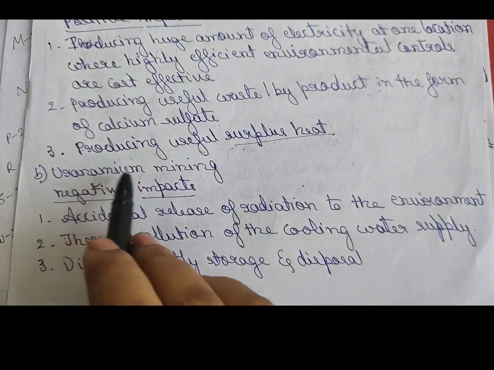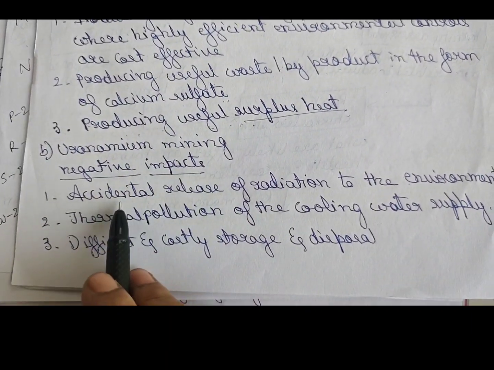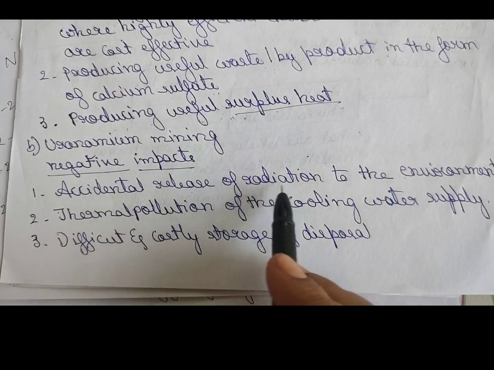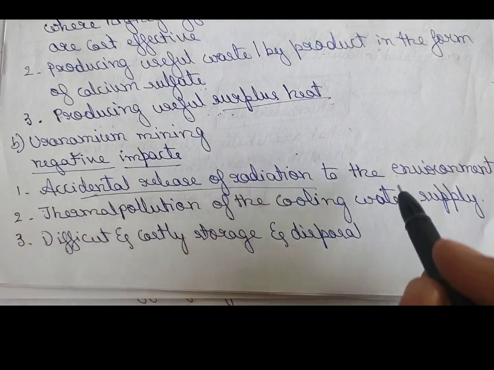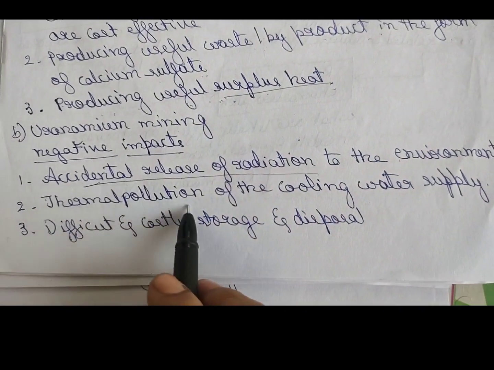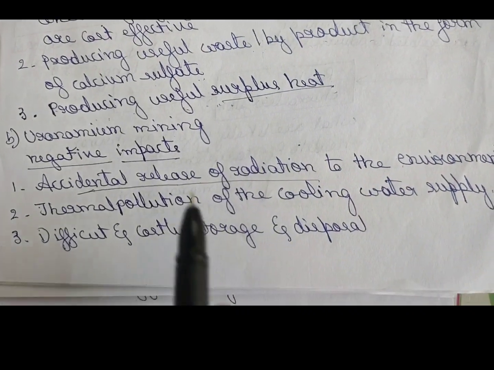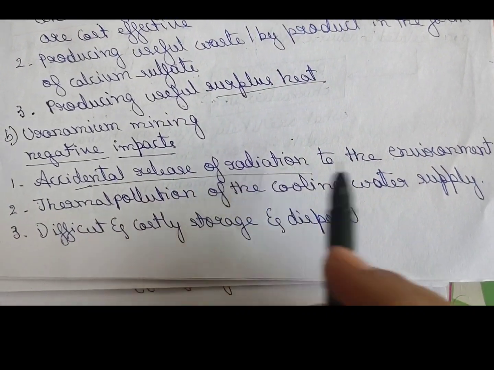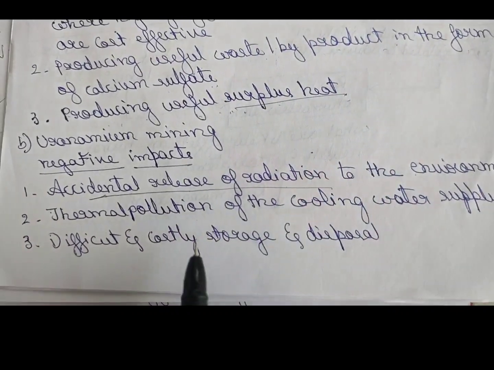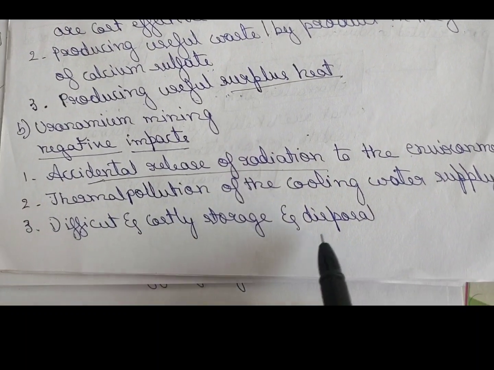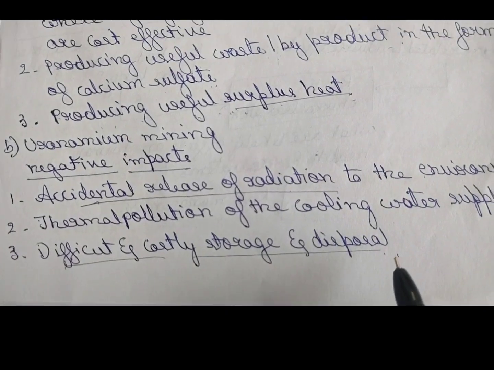Next is uranium mining. Negative impacts: accidental release of radiation to the environment, thermal pollution of the cooling water supply, and difficult and costly storage and disposal. These are the negative impacts.